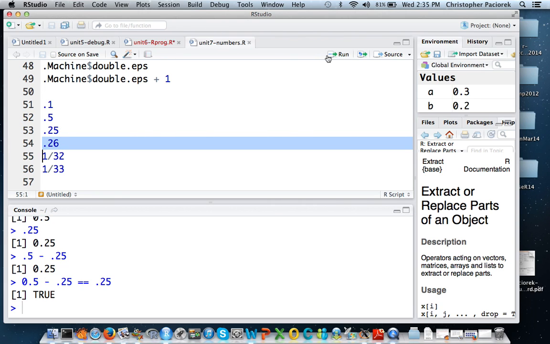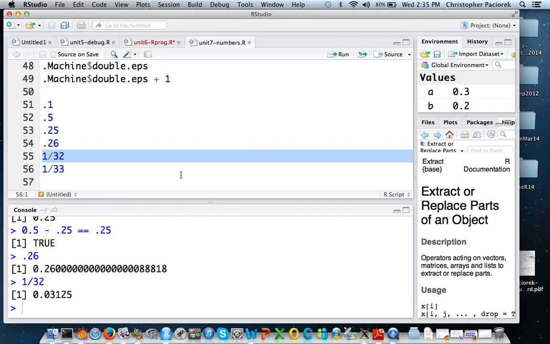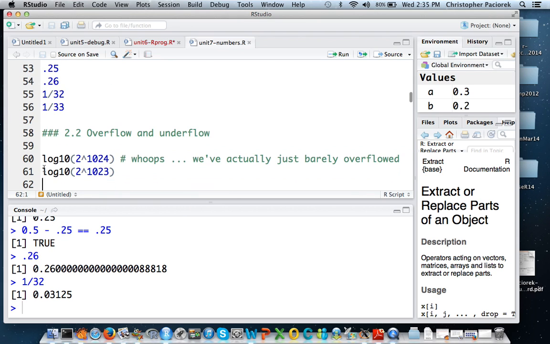0.26 is not. So once we add a little bit on here, we're back to the situation where we have problems. You guys could guess what's going to happen here. 1/32 we can represent exactly in base 2, et cetera, et cetera. Okay.